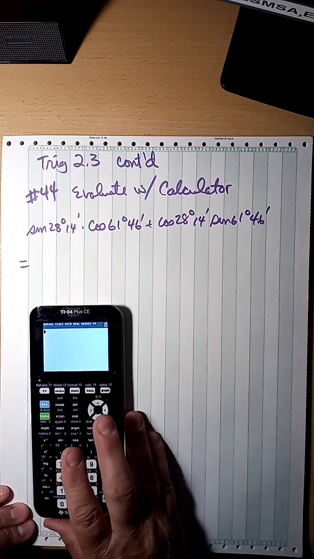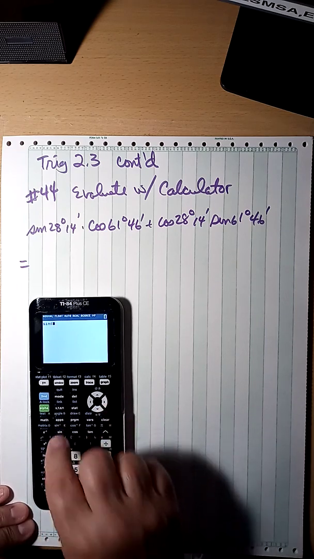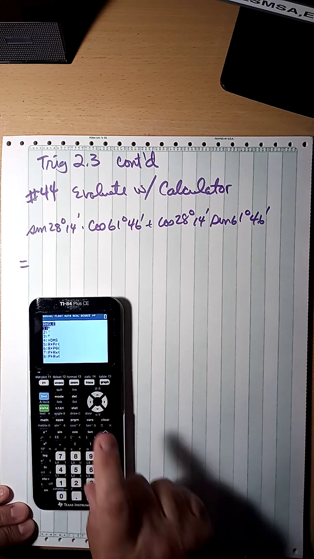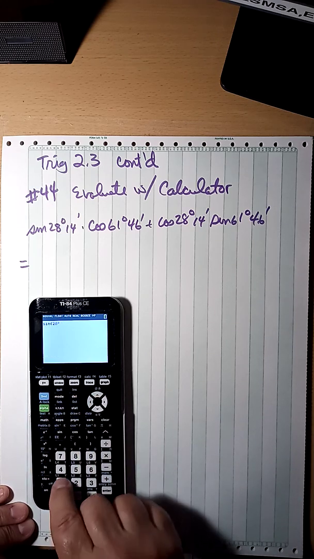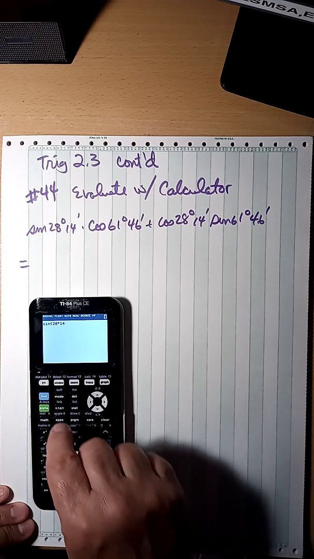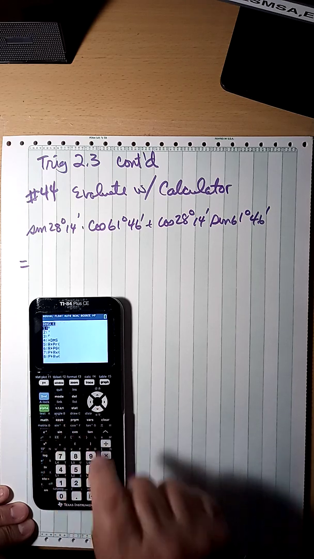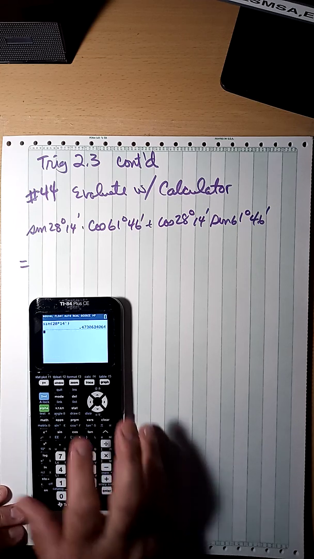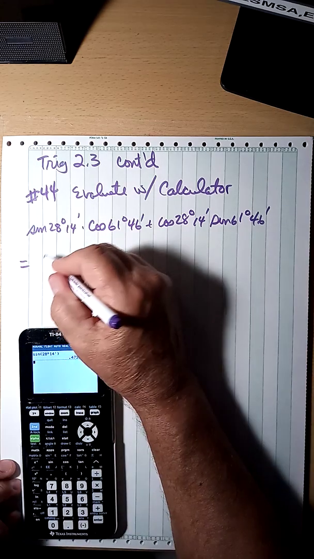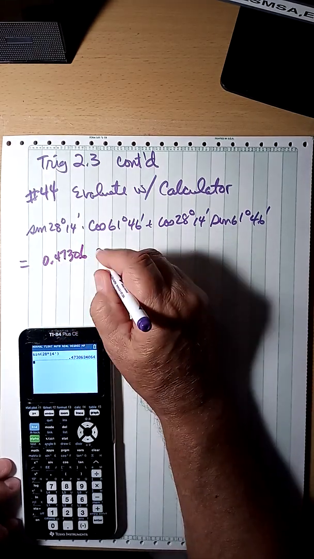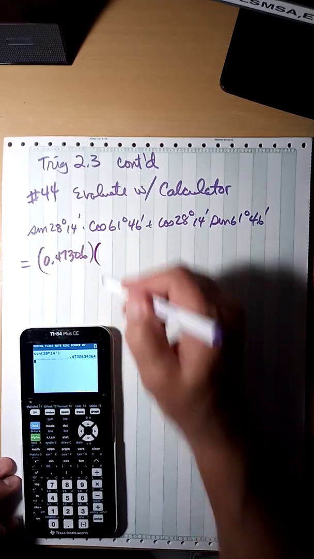Let's clear this out. Okay, the sine of 28 degrees. Now we need the degree. Second apps, 14 minutes. That's second apps, number 2. What is that value? This is 0.47306, times.